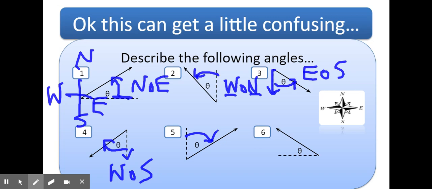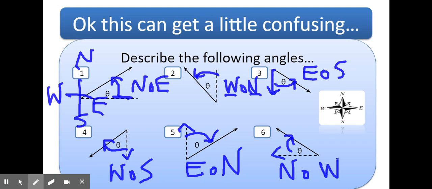Looking at number 5. We're measuring this toward the east. So east of. And this line, we can look at our vector. It's pointed north. So it's east of north. And finally, number 6, we're looking at this angle. It's going to be theta degrees, and it's pointed toward the north, so north of something, and this is headed toward the west, so it's going to be north of west.